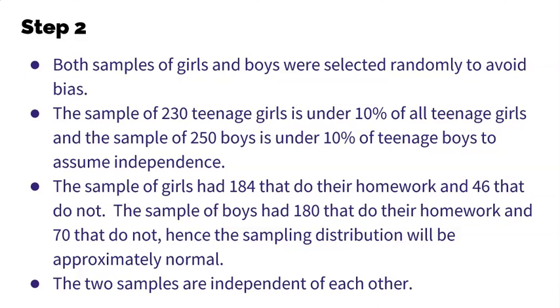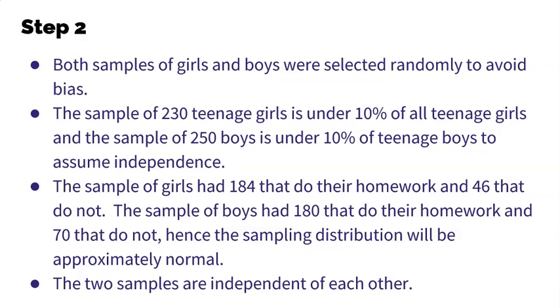250 boys needs to be under 10% of all the teenage boys to assume independence. All right, finally, we need to be big enough. That means that working with proportions, each sample has 10 or more successes. That means they did their homework, and 10 or more failures. Those are the kids that did not.